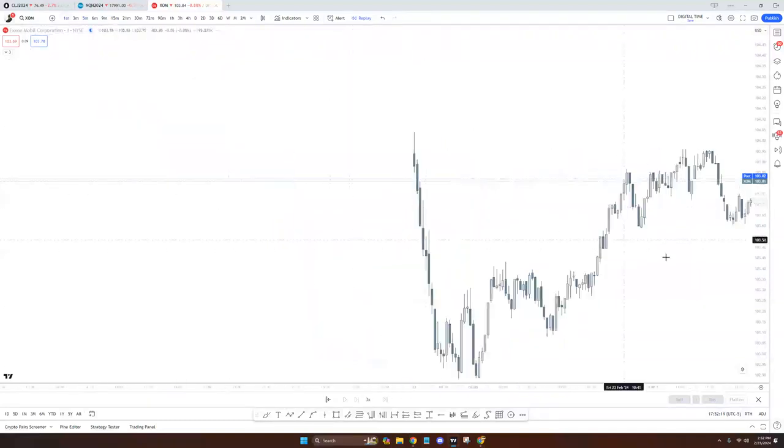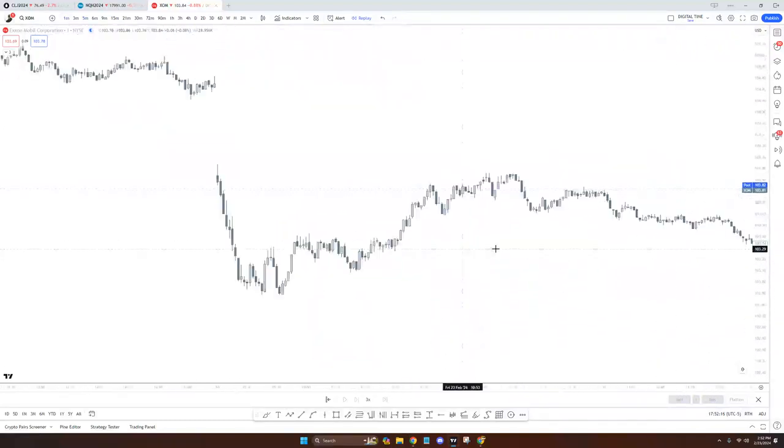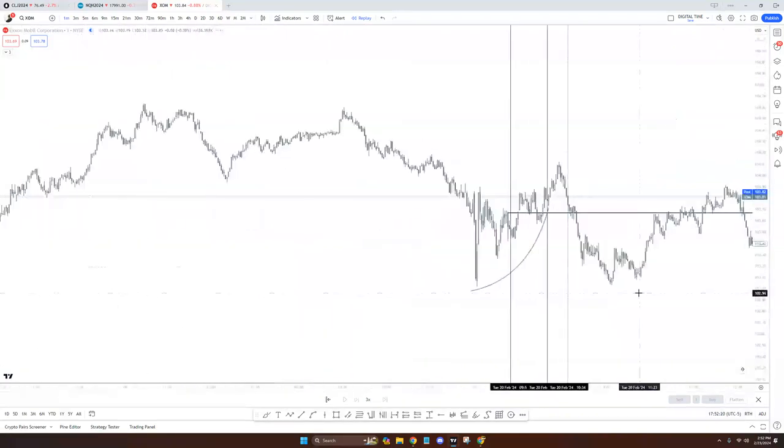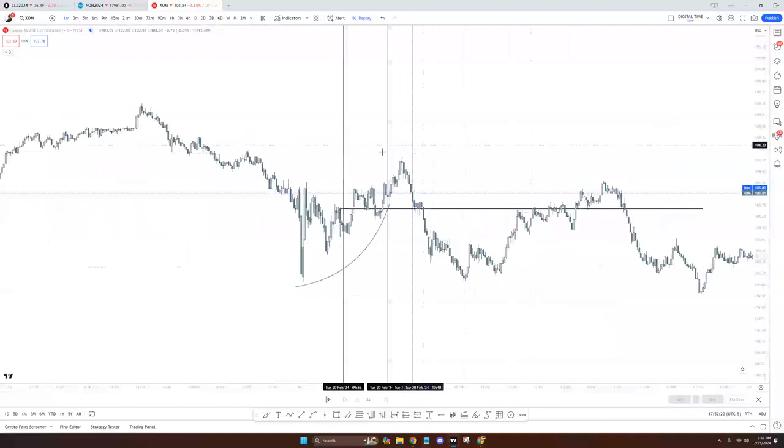But when it comes to that Judas, you're going to expect a move towards that engineered sell side right here. Hence the PD array, high probable trade.